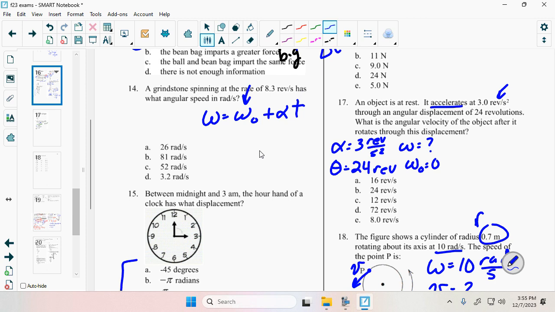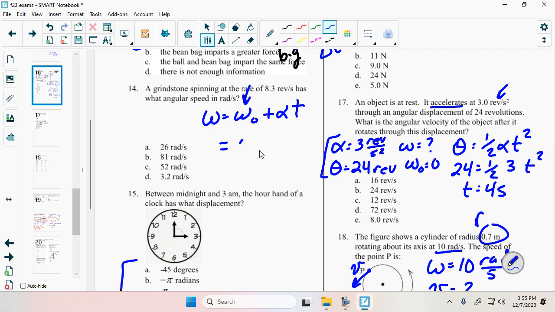And to do that, I can use these two. I can say that theta is equal to 1/2 alpha t squared. I left off that omega naught t term because omega naught is 0. That's 24 equals 1/2 of alpha, which is 3, times t squared. 48 divided by 3 is 16, so t is equal to 4 seconds. And then once I find that, I can come over here: 0 plus 3 times 4, that's my time, is 12 revolutions per second. So C is the right answer for 7.